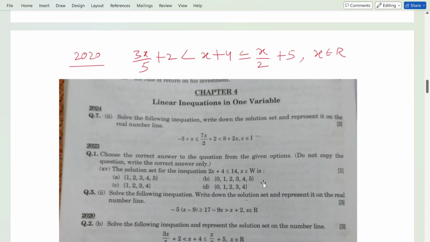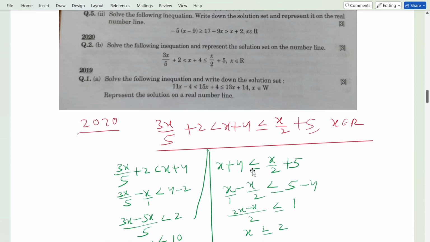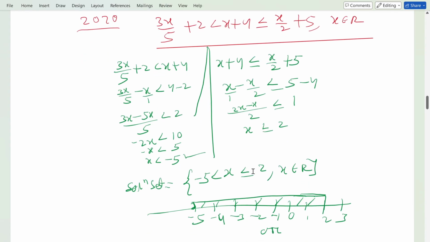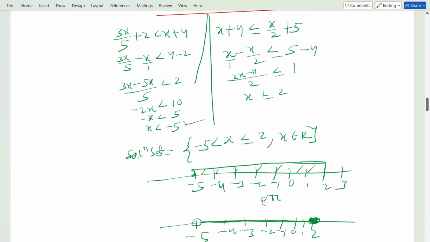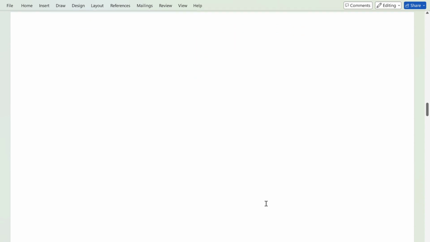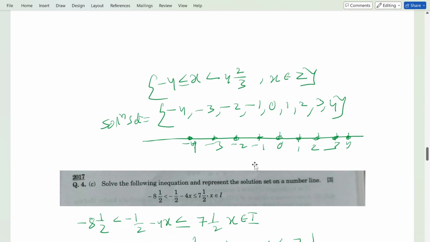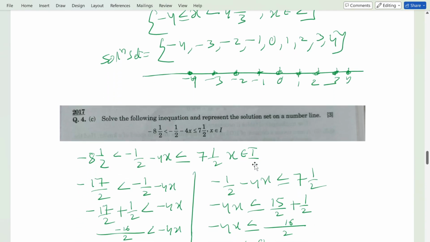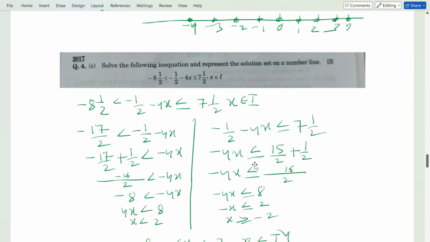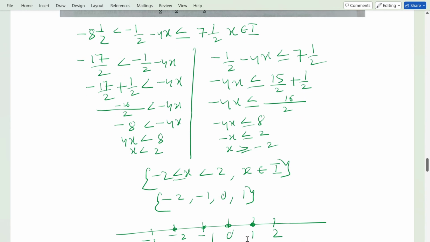This is your 2020 question. The solution is this one. This is your solution set and number line. Check your answer. This is the answer of 2018. Now this is your 2017 question. The 2017 question is this one. You have to solve this one. The solution is here. This is the solution set and this is the number line.